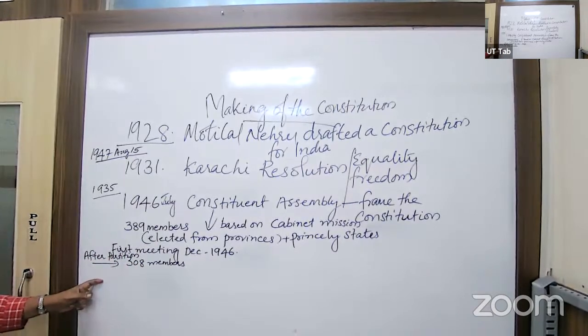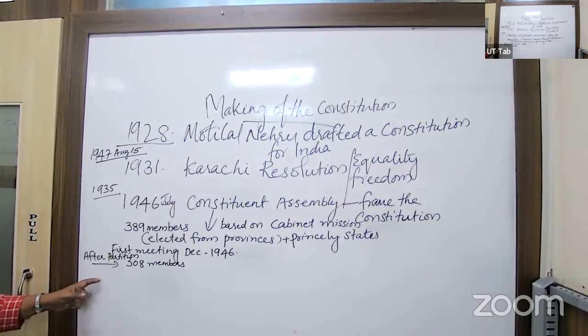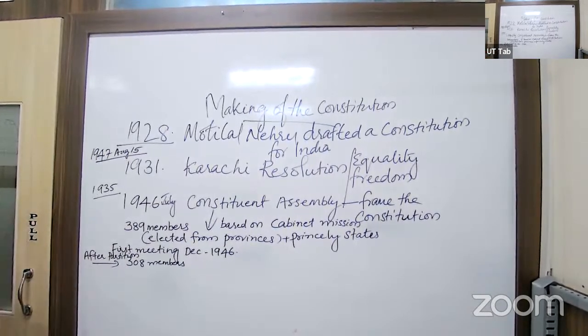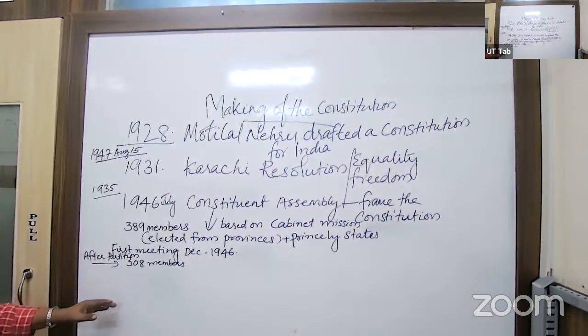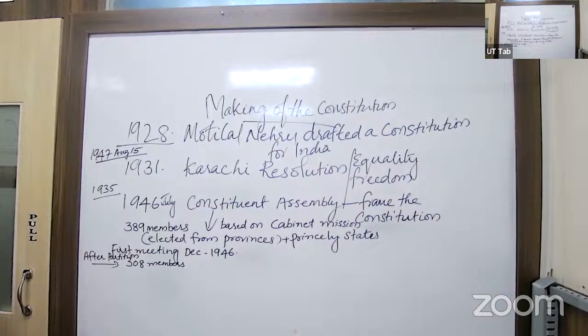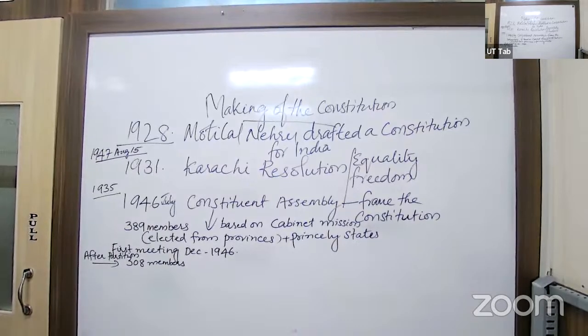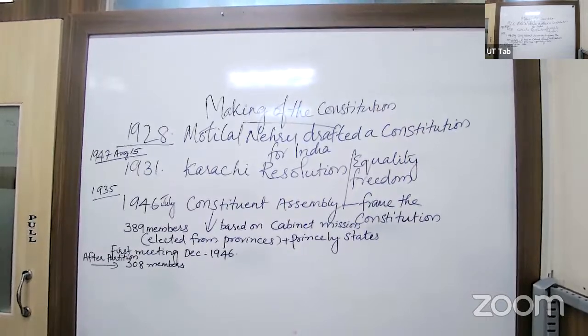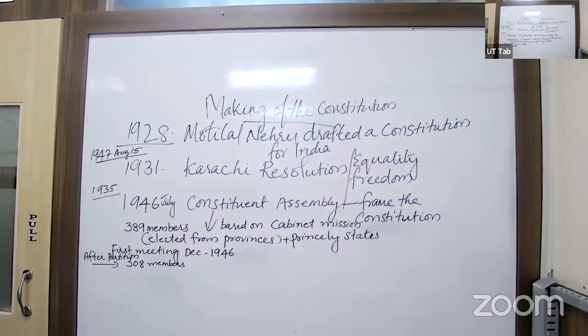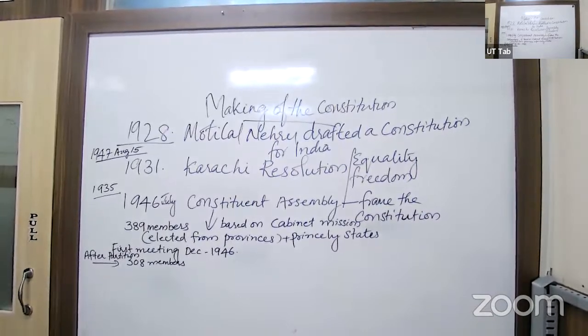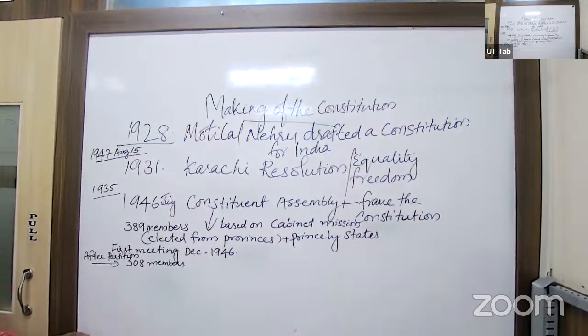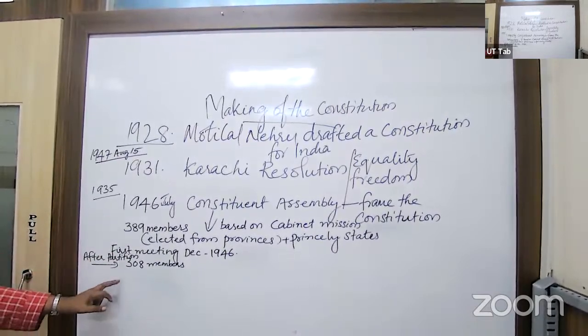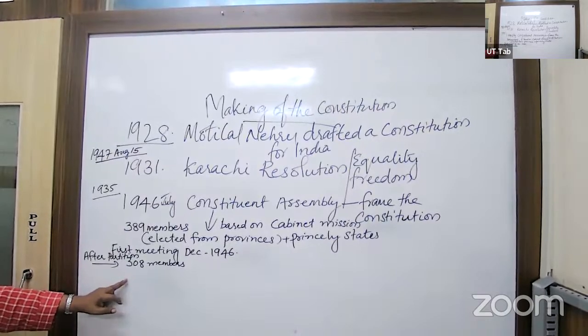Now write all the things, so the state by state things will be very easy, because we are very few only. After partition, the number reduced to 308. Got it?